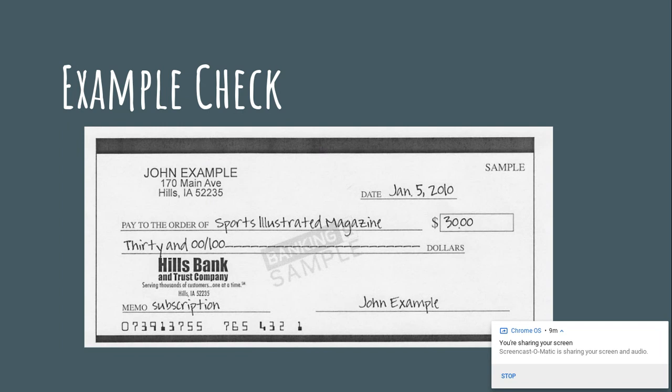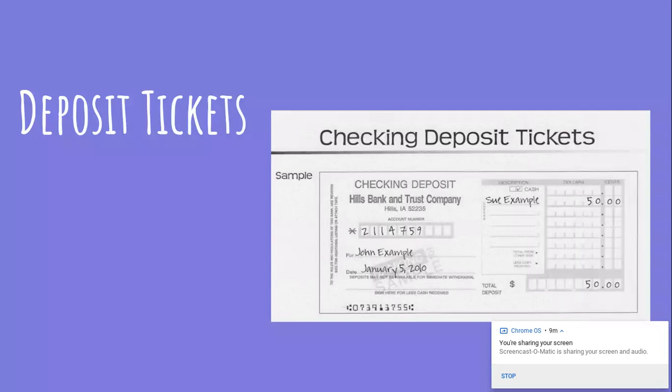What is this check for? A subscription to a magazine. Perfect. And then where did he sign it? Down there on the right-hand side, John Example. Perfect. Good job.